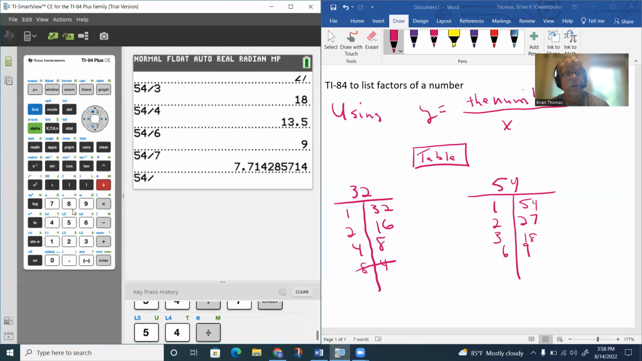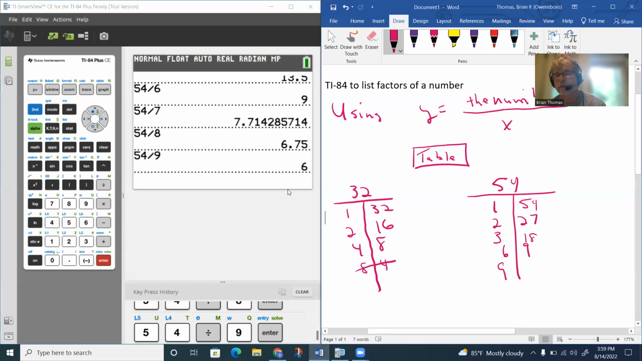54 divided by 8. Again, that's a decimal, so it's no good. 54 divided by 9. Notice how I got 6. So 9 and 6 would also work. But that's just really the same factors, just backwards. So that tells me I get to stop. So my factors for 54 would be 1, 2, 3, 6, 9, 18, 27, and 54.